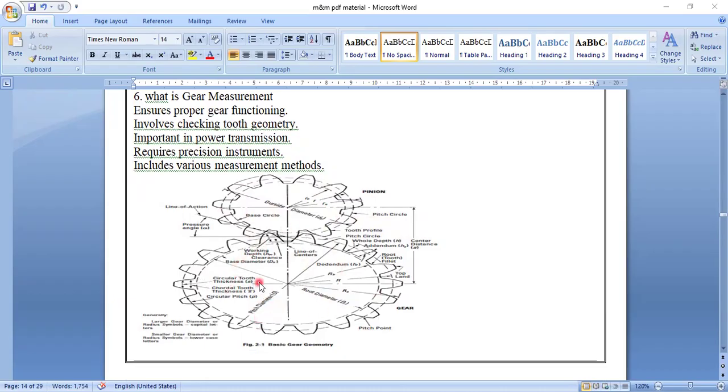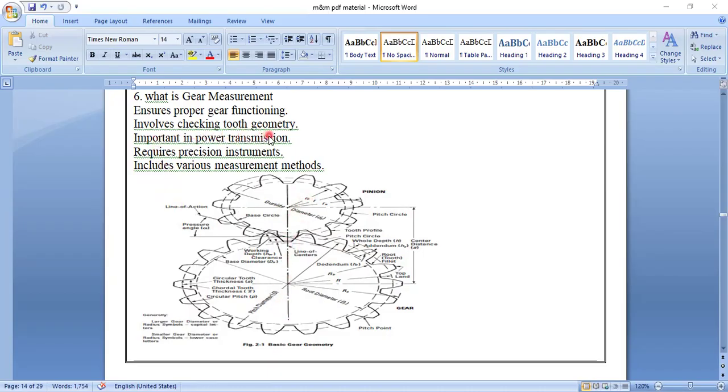Any two or three things you can explain in gear measurement. What is the use of gear measurement? It ensures proper gear functioning. One crest of the gear should meet the other gear's root. The down part is the root, the sharp part is the crest. So this crest meets this root of the other gear, and all the teeth will undergo the same process, so the power is transmitted properly through the teeth from this gear to this gear, and vice versa.